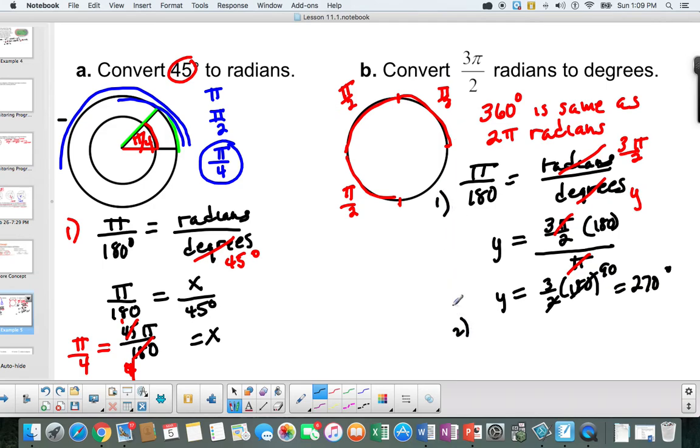Another way to look at it is that we know pi halves is the same thing as 90 degrees. Remember we talked about a fourth of the circle. A fourth of the circle is 90 degrees. Well, if pi halves is 90 degrees, another pi halves is 90 degrees, and another pi halves is 90 degrees, then 3 pi halves will be equal to 270 degrees. So that's another way you can work the problem.